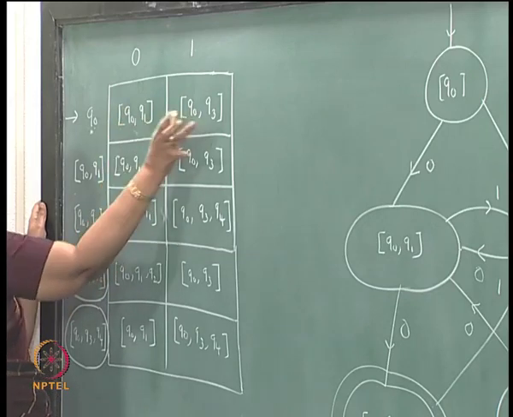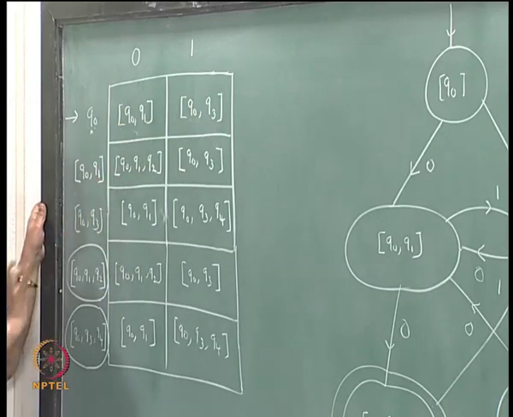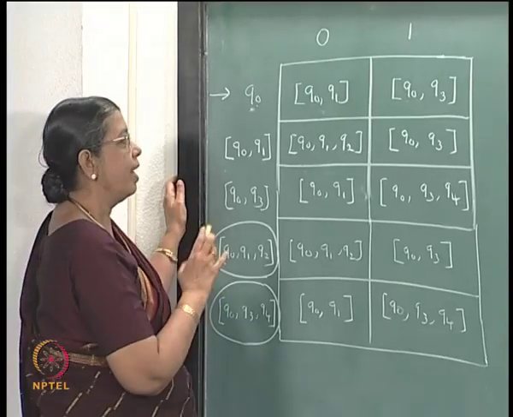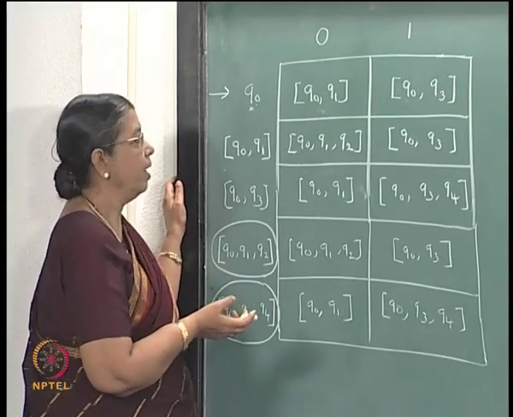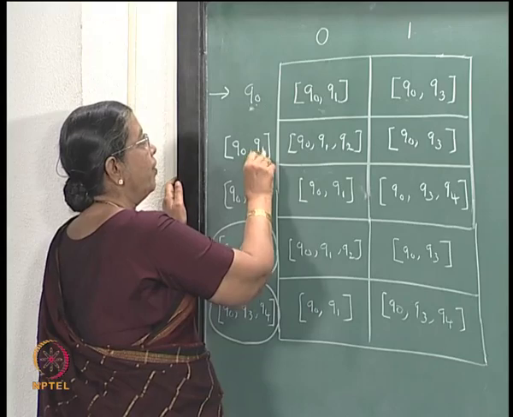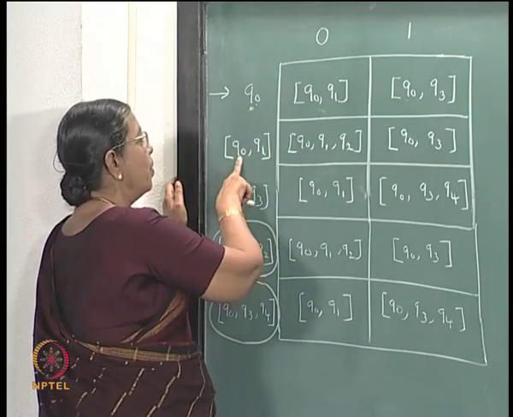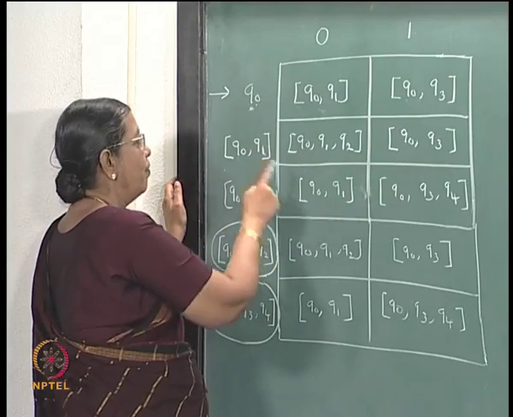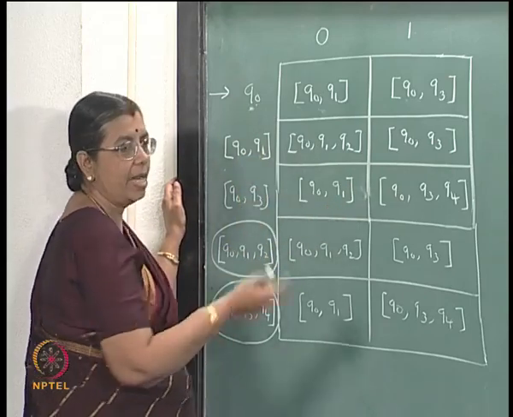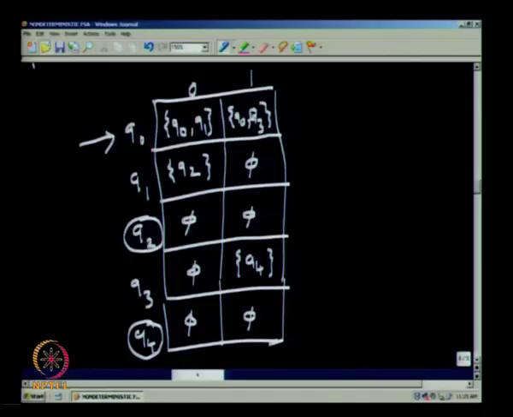Then from this, you have to see what are the states to which you go after reading a 0 or a 1. So, from Q0 and Q1, if you get a 0, what state will you go to? That is, from Q0, what is the state you will go to, from Q1, what are the states you will go to, and then find the union. This is the definition we have seen. So, from Q0 and Q1, if you read a 0, you will get Q0, Q1 and Q2.